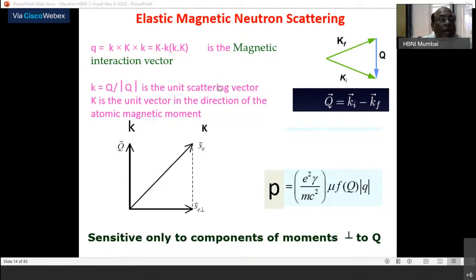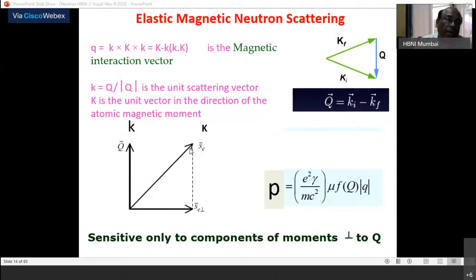So, something called magnetic interaction vector. Essentially, what I'll be concluding at the end of this is that the neutron magnetic moment does not see the full atomic or ionic moment when it interacts. Okay, it sees the moment which is perpendicular to the scattering vector q.